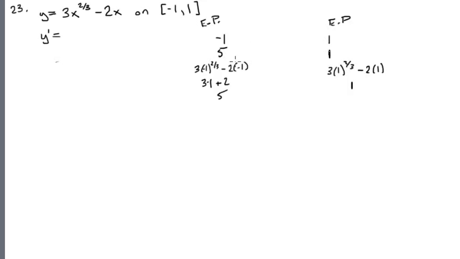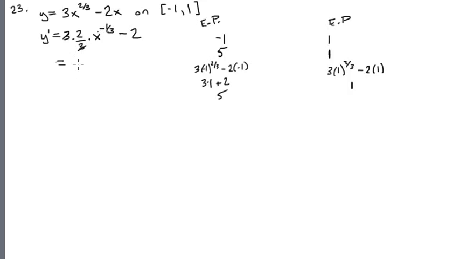Let's try and find some critical numbers here. We can use the general power rule. We take the 3, bring down this 2/3, and multiply by x, reducing the power by 1, which gives us x to the -1/3, and then the derivative of -2x is just -2.